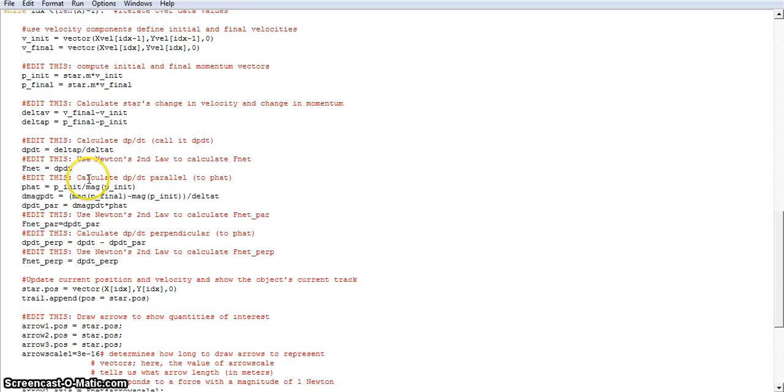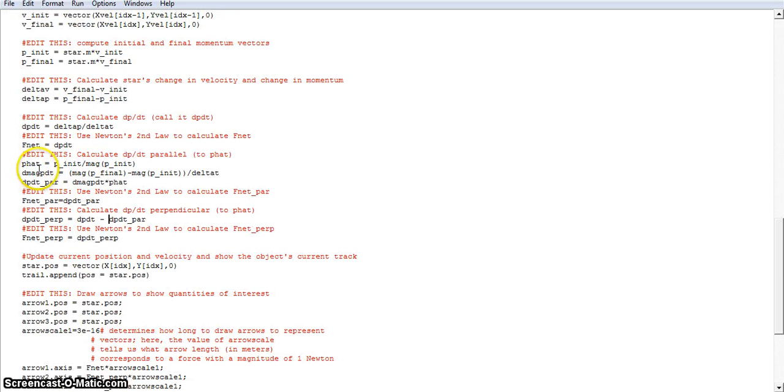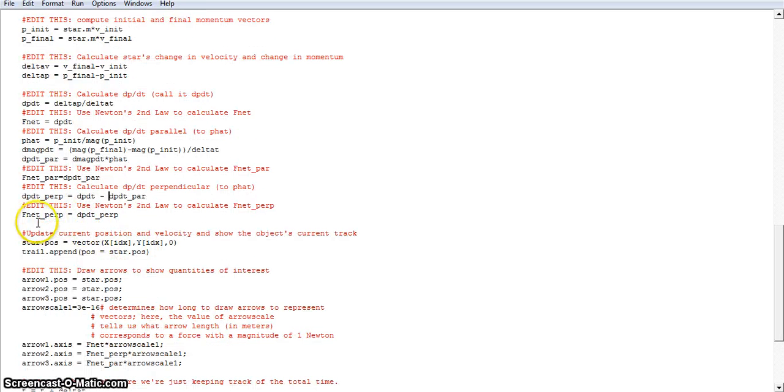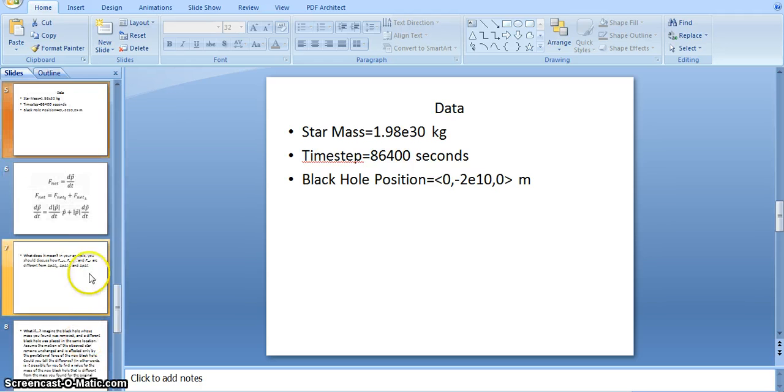and I set F net equal to dp/dt. Afterwards, I found p hat and then d mag p dt, and then I set that dp/dt parallel is equal to d mag p dt times p hat. I set F net parallel equal to dp/dt parallel, and then to find the perpendicular force, I set the total change in momentum minus the parallel component, and I set F net perpendicular equal to dp/dt perpendicular. It might be easier to see if we have some formulas in front of us.